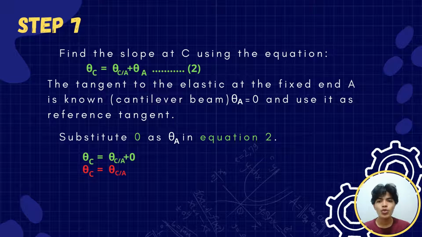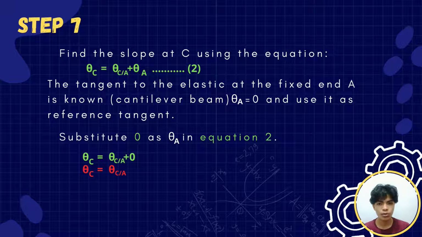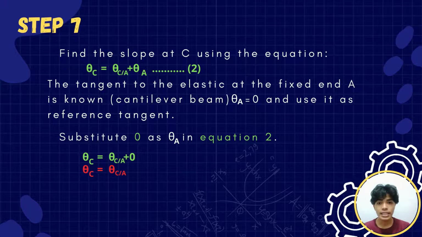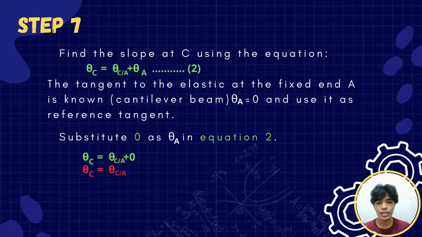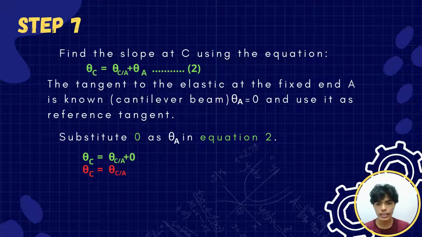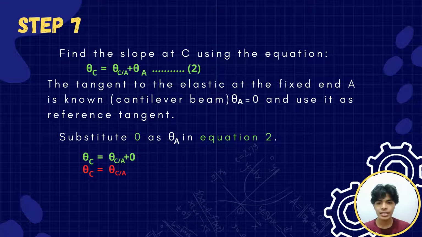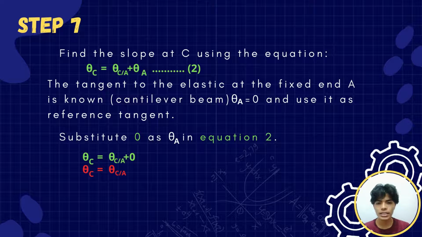In the same manner, we can find the slope at C using equation 2 written in green, that one. The tangent to the elastic curve at the fixed end A, as in a cantilever beam, that is theta A equal to 0, and we're going to use it as a reference tangent. Then, we have to substitute 0 as the slope at A in the equation. Therefore, we have theta C is equal to theta C over A.